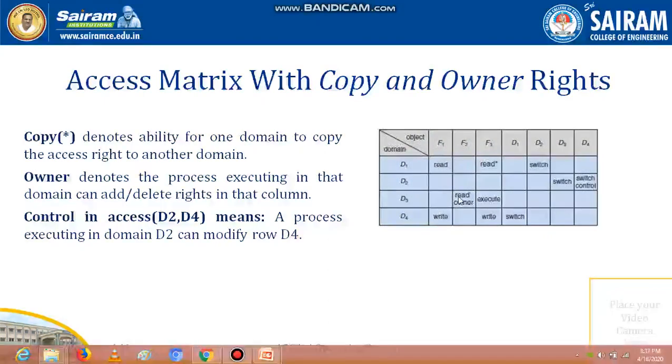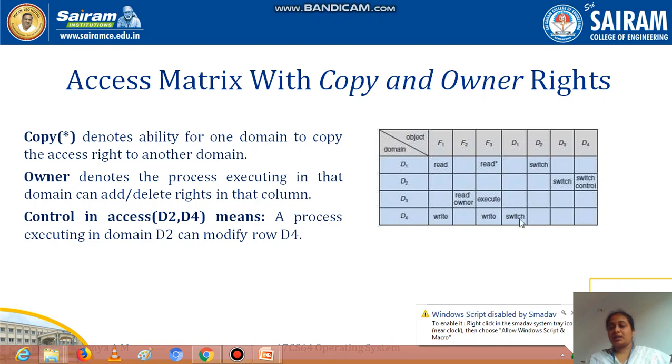It can create a file or object F2, and it can even delete the file F1 or file F2. Next is control access on D2 and D4. See here, the domain D2 has control on D4. Switch control means a process executing in domain D2 can modify the row of D4. So process D2 not only has access to D4, it can also modify the row of D4. So D2 has control on D4.